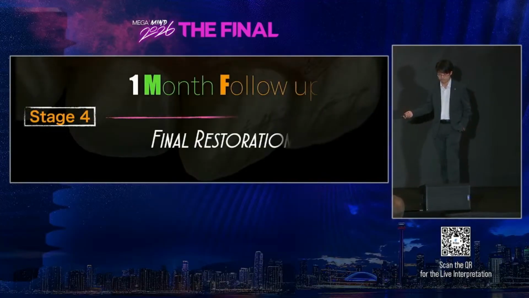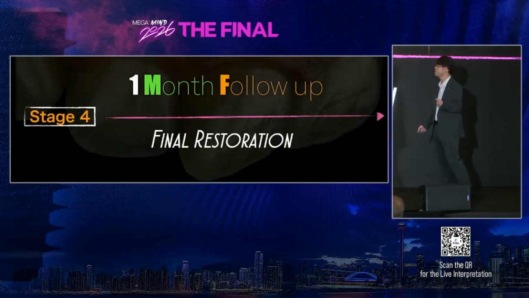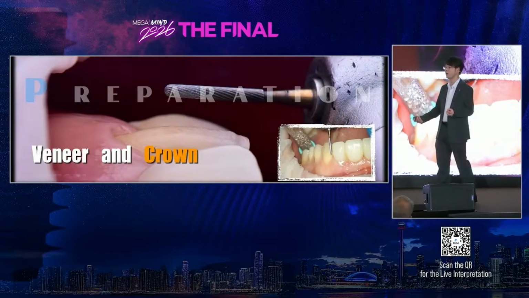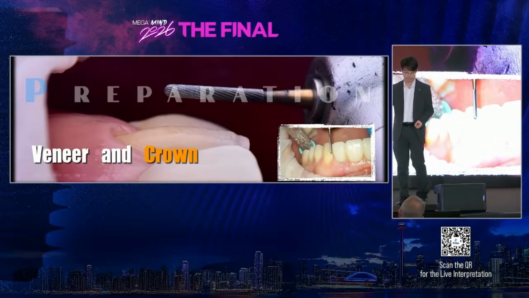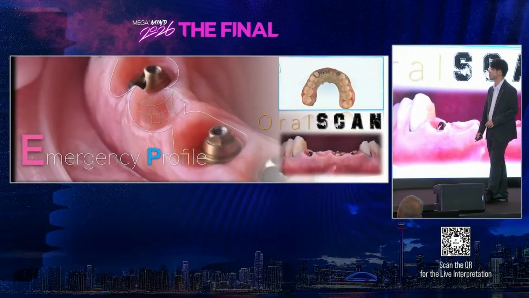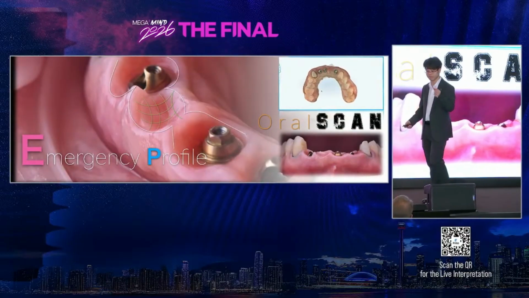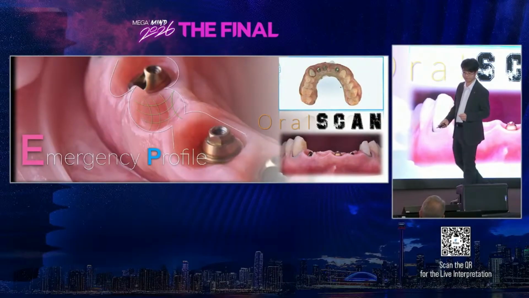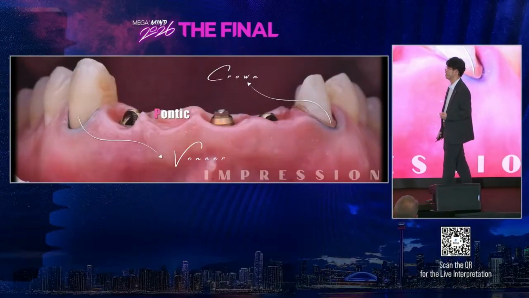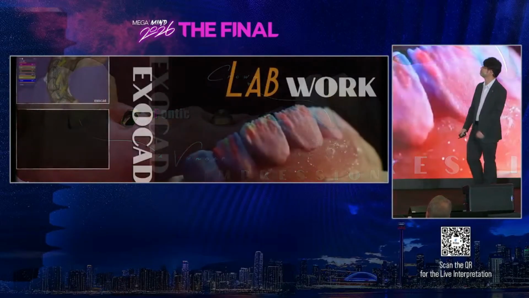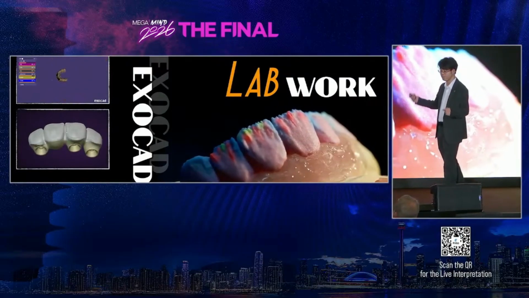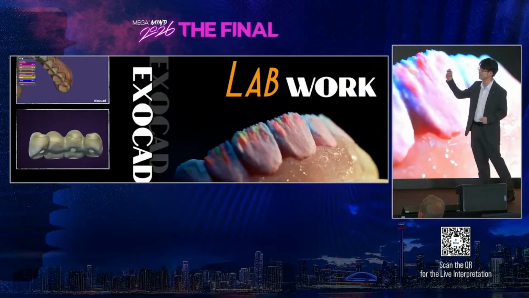And the stage 4, 1 month follow-up, we did the final restoration. And we prepare the veneers and the crown under the microscope and polish it. And with the oral scan for the emergence profile, the veneers are laid down. The pontic, the crown, and the veneers. And we send this data to the lab, and the lab works on the ceramic build based on the ExoCAD design.